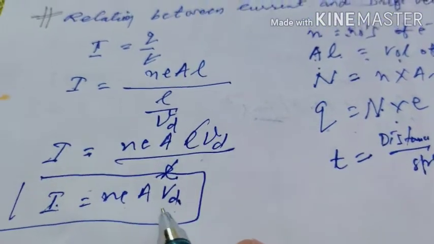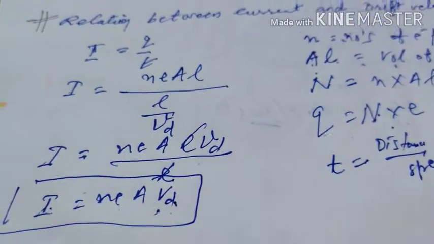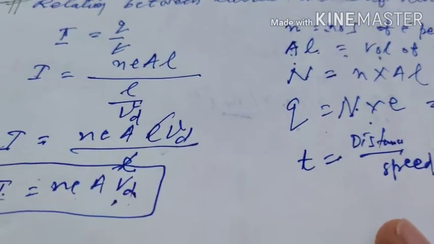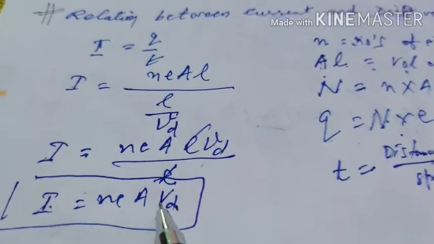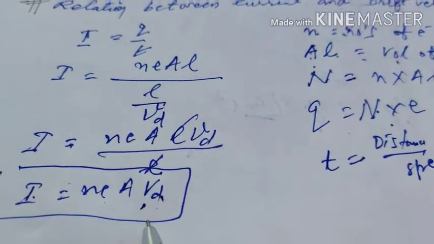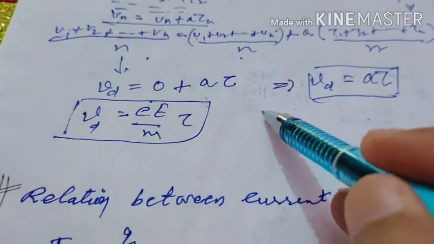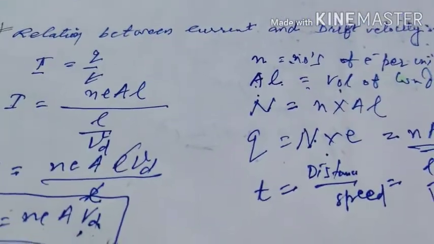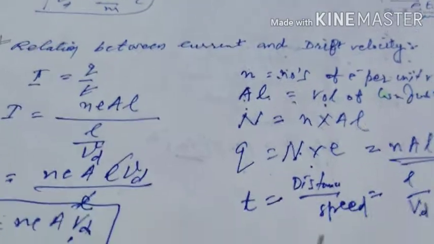So you can also substitute the value of vd, that I will explain in the next lesson. But you must remember the relation between current and drift velocity. The expression for drift velocity, that is e tau by m, and the relation between current and drift velocity, both are very, very important so far as your final exams are concerned.